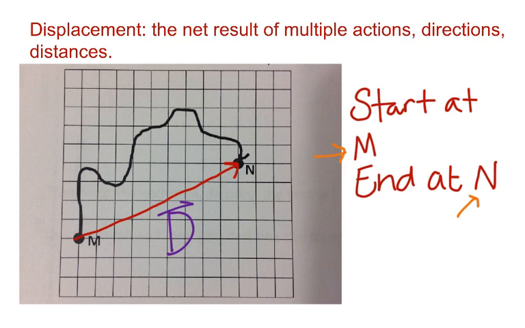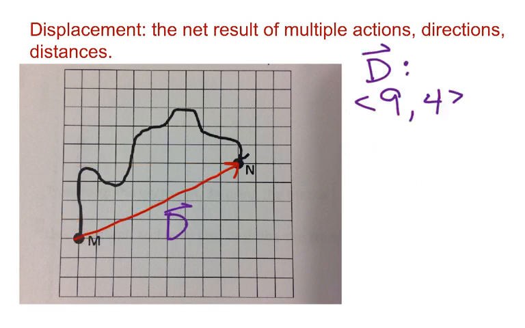If you started at N and ended at M, so if you were going that direction, that would obviously make you go negative, and that would be different. So make sure you know which way you're going. Okay, so the vector D is going to be (9, 4). So how did we get that? If you can look at that and you know how we got that, then good job.